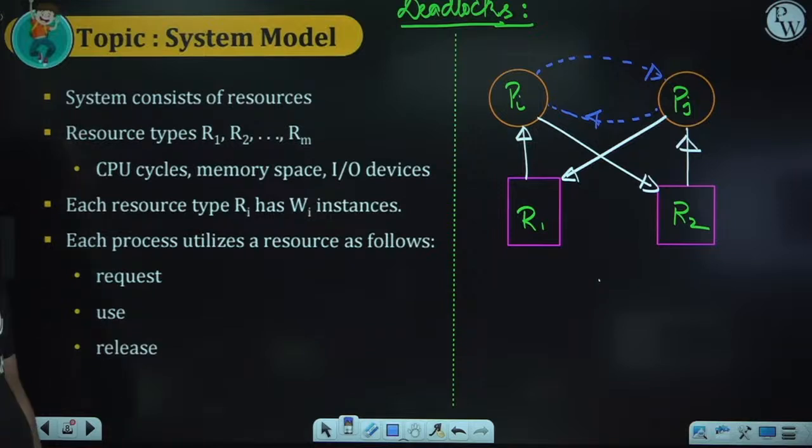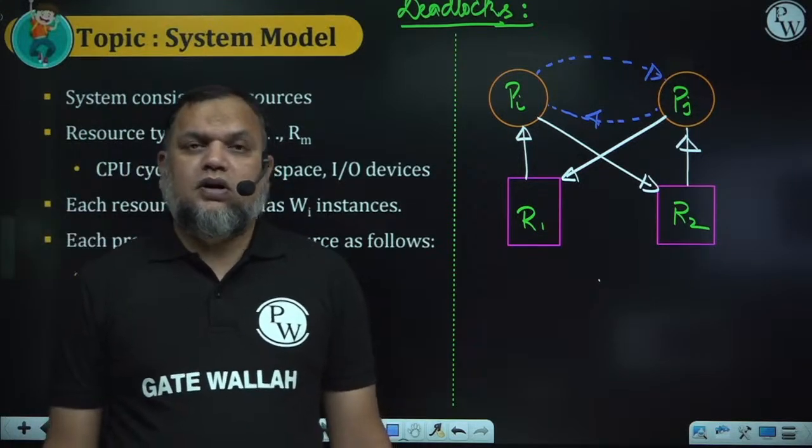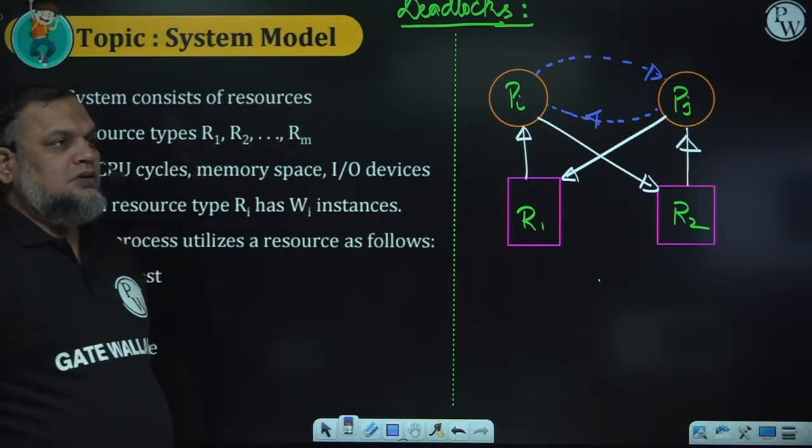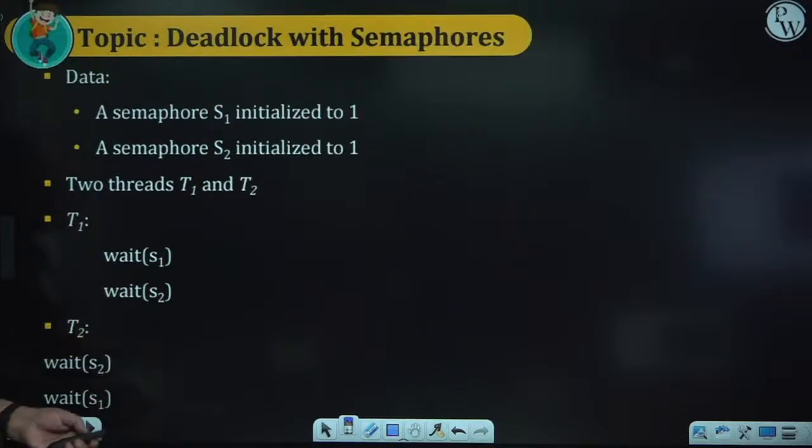So the main intention of this chapter is to study various deadlock dealing strategies or deadlock handling strategies. Before coming to the deadlock handling strategies, there are some conceptual buildings you have to make up, like system model. What kind of system are we assuming for the study of deadlock? We always assume the system consists of resources like CPU cycles, memory space, IO devices, and every process will request the resource, then use the resource if it is granted, and then finally release the resource. So that is the system model we assume.